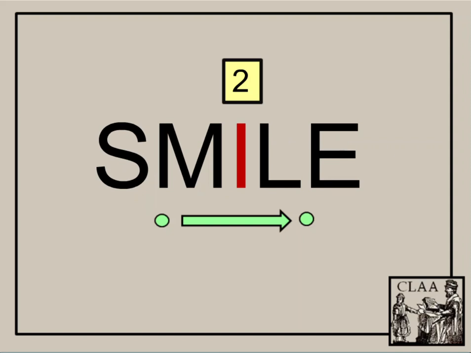You should see the same thing in this word. You can see the letter I in red, followed by a silent E. When the letter I is followed by a silent E, we read the letter I with the long I sound, I. Let's read this word together. Smile, smile. Do you hear the long I sound? Smile.